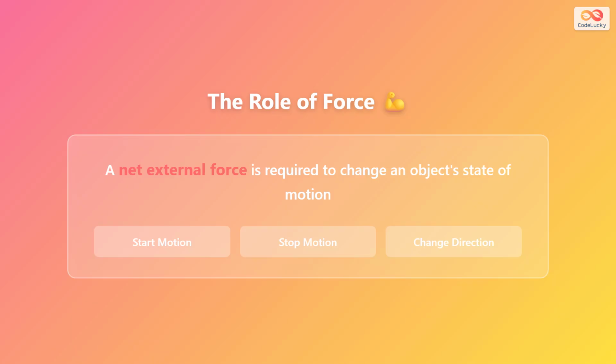Remember, the key word is net external force. This means the total force acting on the object from outside sources. If multiple forces balance each other out, the net force is zero, and the object's motion doesn't change.